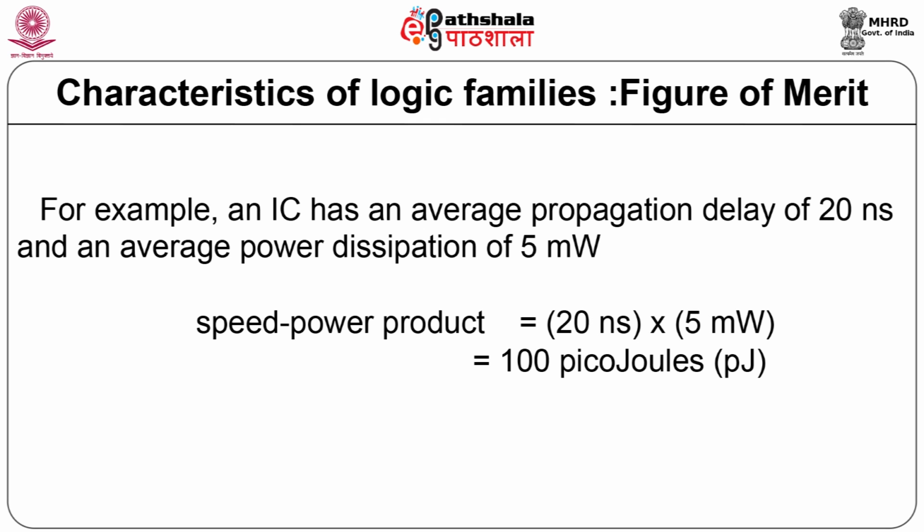Let us take one example for this. Let's suppose an IC has the average propagation delay of 20 nanoseconds and average power dissipation of 5 milliwatt. Then the figure of merit, that is the speed power product, is 100 picojoules.